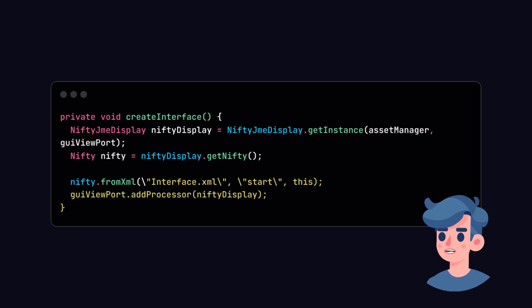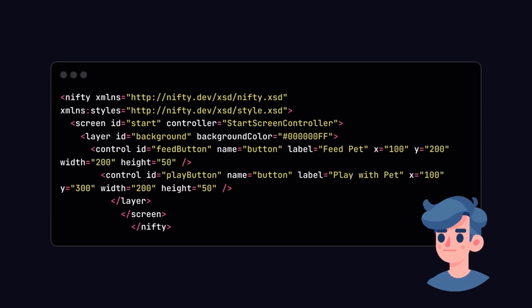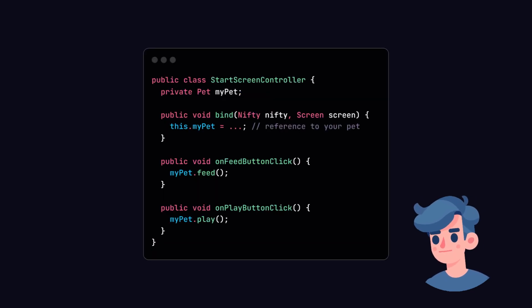With our pet created, we need a way to interact with it. Using JMonkey Engine's GUI elements, we'll create a simple interface with buttons to feed and play with the pet. In the above code, we assume we have an interface.xml file that defines our GUI layout. Let's create that next. This will include buttons for feeding and playing with our pet. Next, we need to set up our button actions using a controller class, which will respond to user interactions. Here's how we do that.